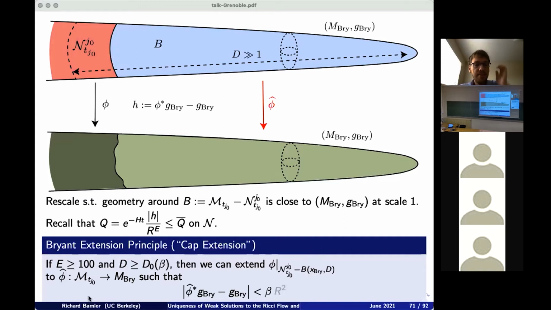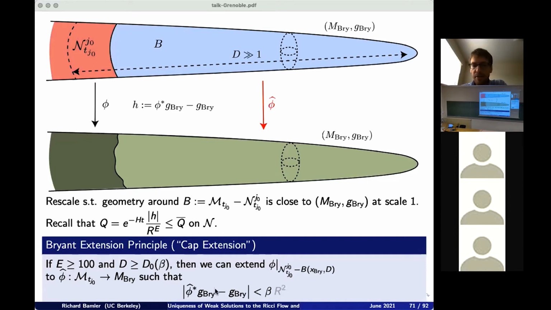And then I claim that given this phi, I can now perform an extension to some map phi hat that satisfies this improved bound, okay? So this almost isometry property. In other words, if E is chosen large enough, then choosing D larger works in our favor. If E is chosen too small, then choosing D larger is probably a bad decision on our side.